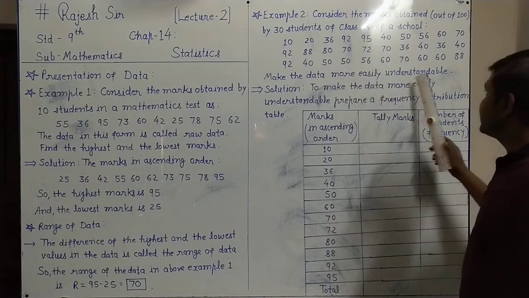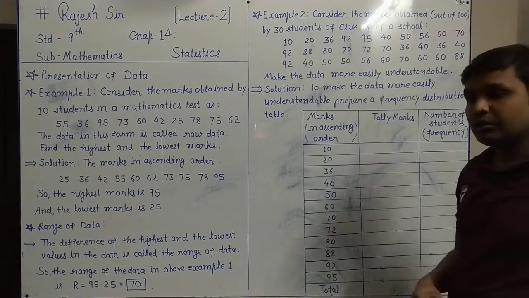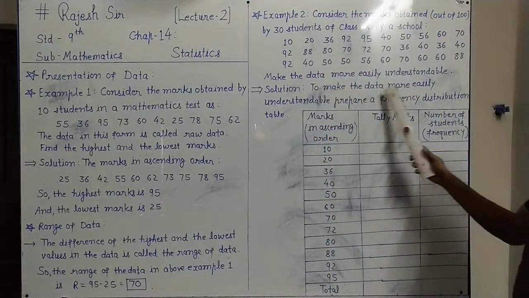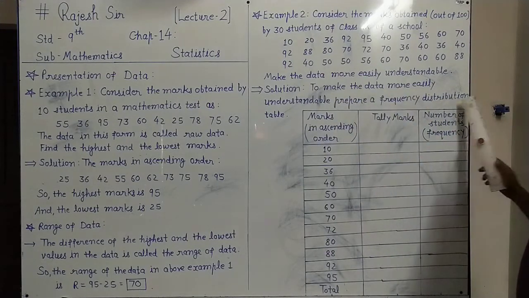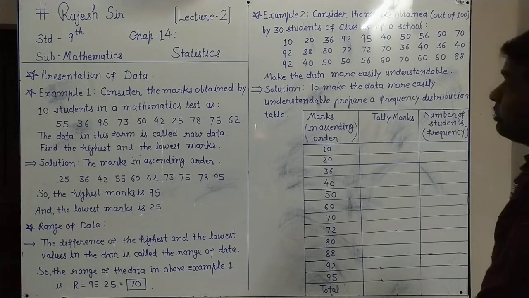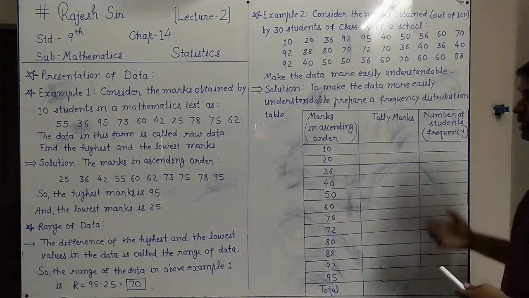To make the data more easily understandable, we have to represent this data so that we can easily understand it. So in the solution, to make the data more easily understandable, prepare a frequency distribution table. How to prepare the frequency distribution table? In earlier classes also we have drawn it. Same here we will do.